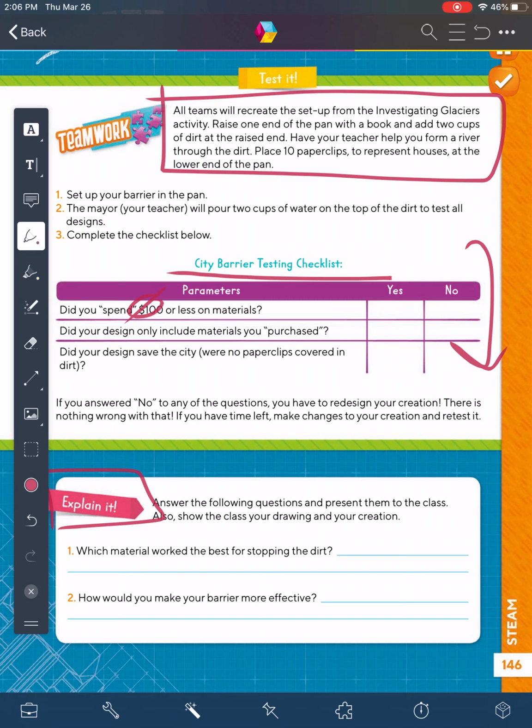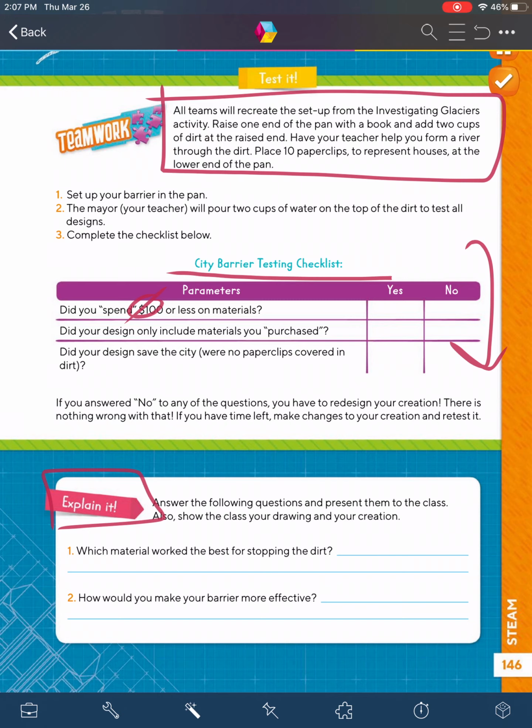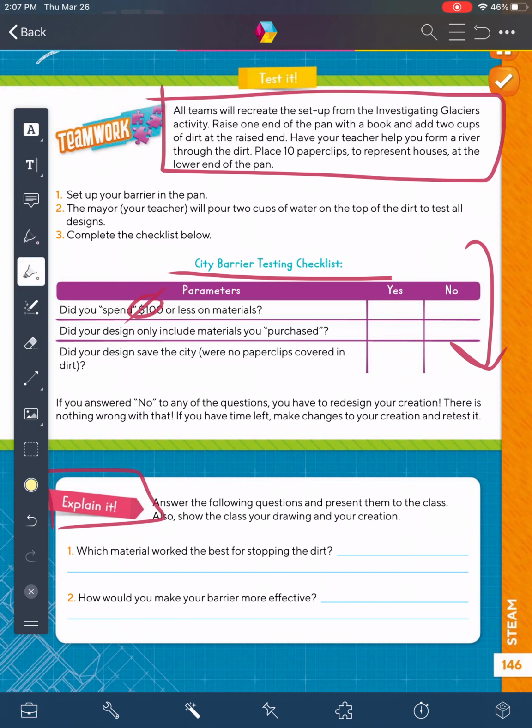Which material worked the best for stopping the dirt? And how would you make your barrier more effective? Remember, think about the problem, brainstorm some solutions, pick the best, draw it, build it, and test it. At the end, try to find a better way to make your solution even more effective. Ready? Time to work.